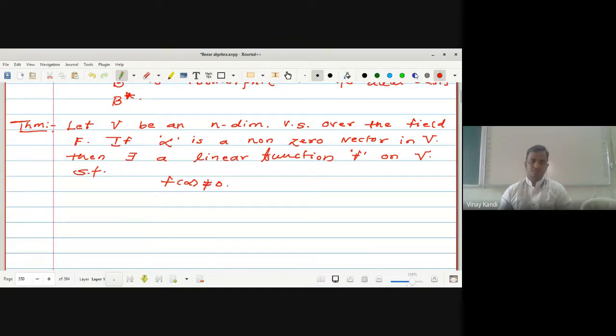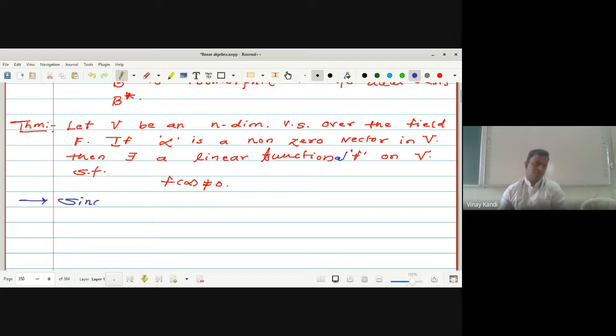Okay, what is this statement? Let V be an n-dimensional vector space over the field F. If alpha is a non-zero vector in V, then there exists a linear functional f on V such that f of alpha is not equal to 0. Any doubt in this statement? No, sir. Okay.